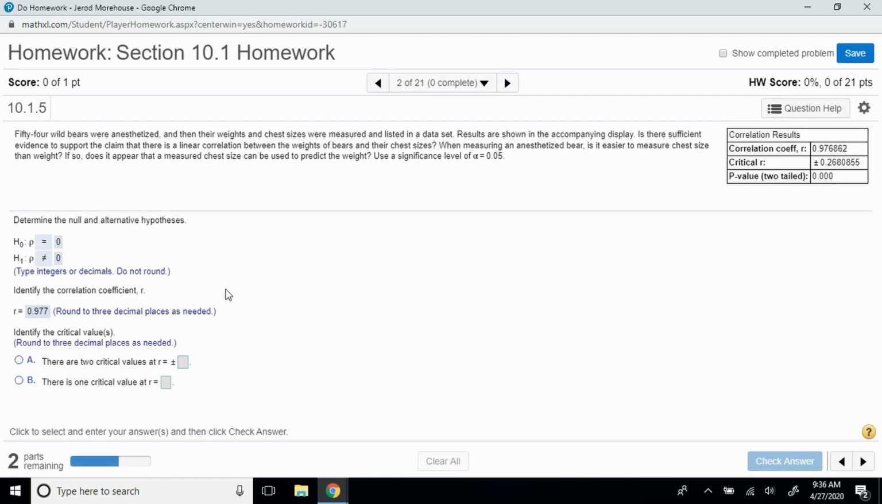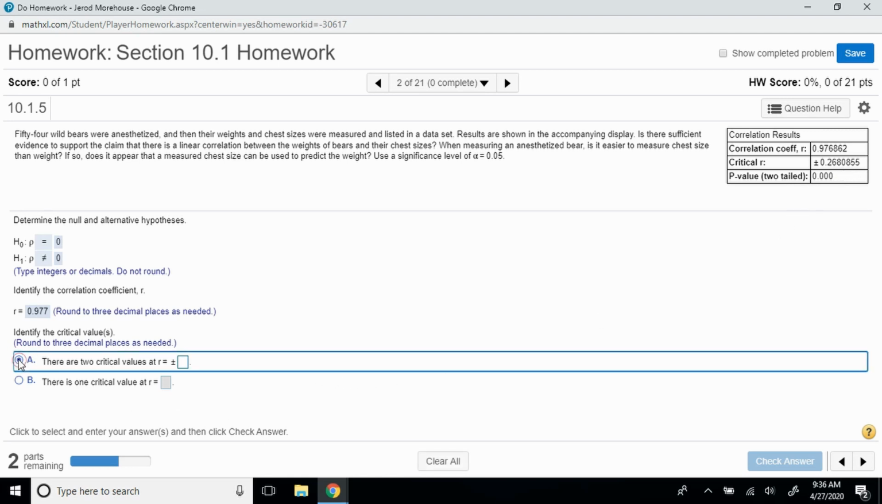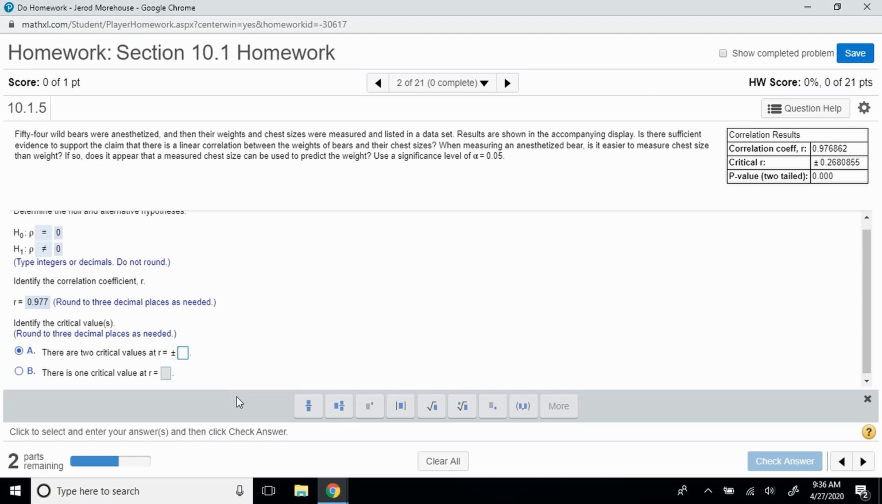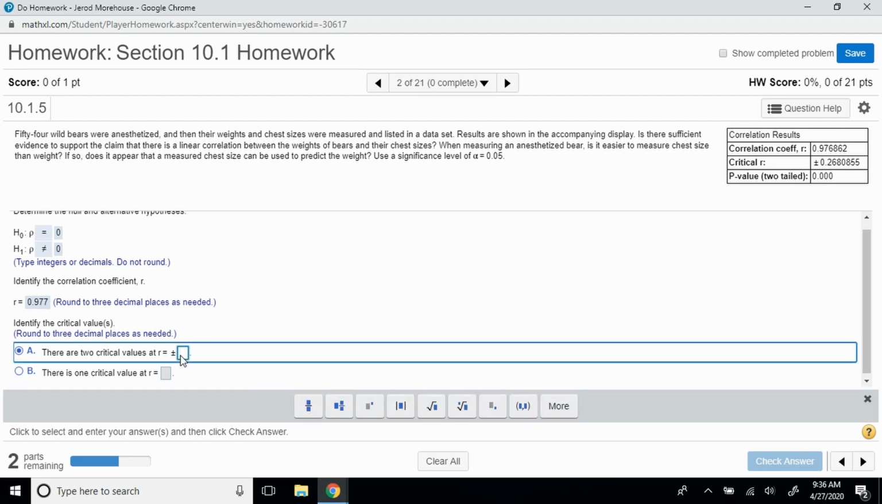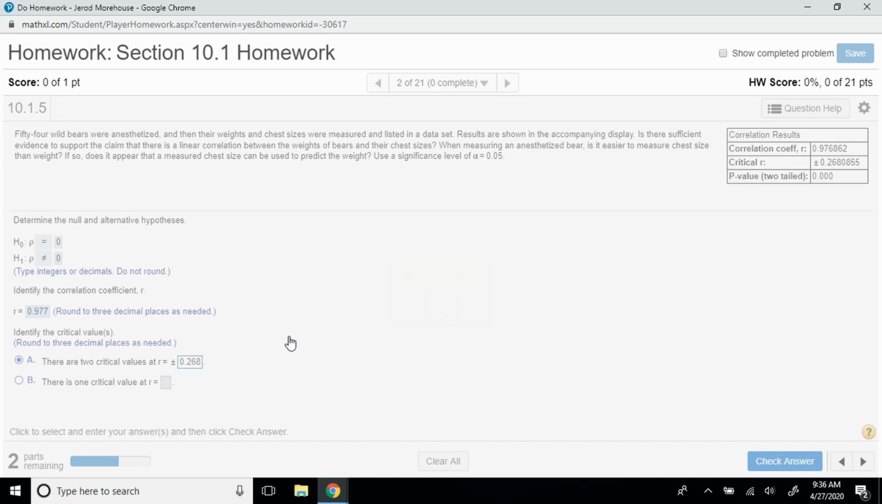Next, it asks us to identify the critical values. Well, instead of giving us a table here, they just gave it to us in this output. So it says the critical r is plus or minus this 0.268 and some change. So we're going to say there are 2, because we have a plus or minus, and we're going to type this in here, 0.268 should be enough, enter. All right, it likes that.